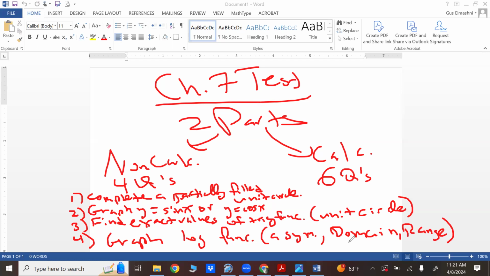Find exactly that trig function. I think that's probably the big one, number 3. Most of the points will be allocated towards number 3 in the first part. We can practice that today as well, and I'll point you to questions like that in the review guide.